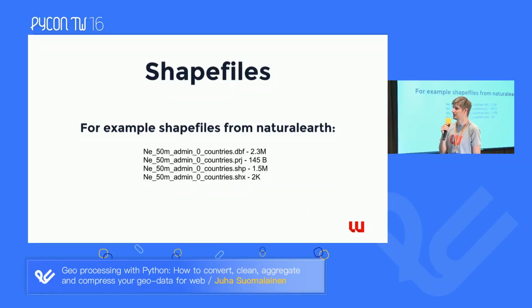The SHP is usually the core, the main entry point for this format. So if you open it in a library, you usually point it to the SHP file, and the library then tries to open the related files automatically. And SHX is, I think, an index file, but I'm not sure.